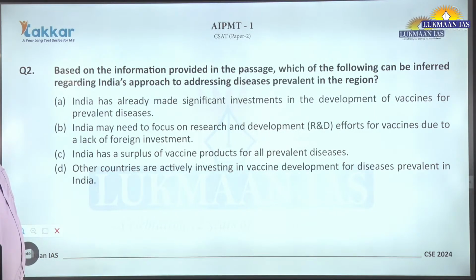Now, coming to question 2: based on the information provided in the passage, which of the following can be inferred regarding India's approach to addressing the prevalent diseases? If we consider option A, it does not automatically provide specific information about India's investment in the vaccine, so this statement is wrong. Then, India may need to focus on research and development efforts for vaccines due to a lack of foreign investment.